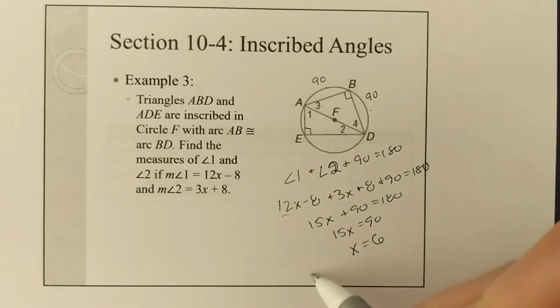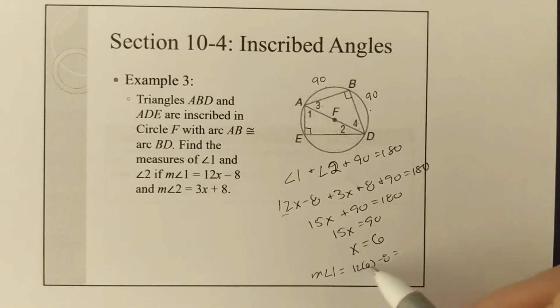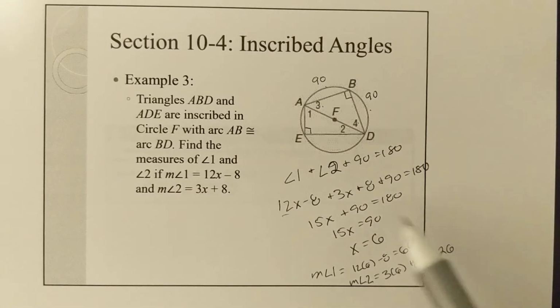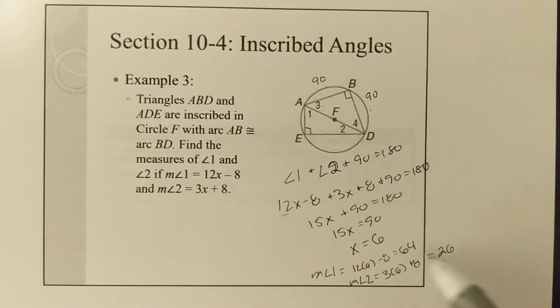So x is 6. So measure angle 1 is actually equal to 12 times 6 minus 8. That's 72 minus 8, which is 64. And measure angle 2 is equal to 3 times 6 plus 8, which is 18 plus 8, or 26. And if I did my math right, these two should add up to 90 because angle 1 plus angle 2 plus 90 is 180. So these two together have to be 90 degrees, which they do. So there you go. There's angle 1 and angle 2.